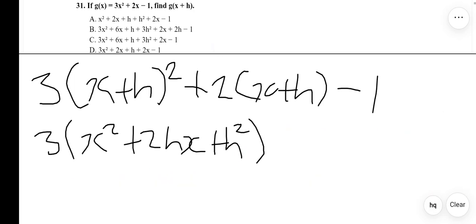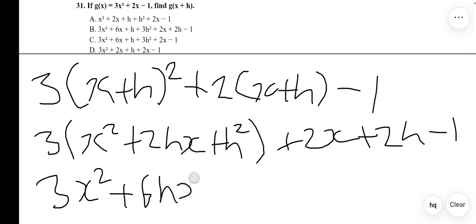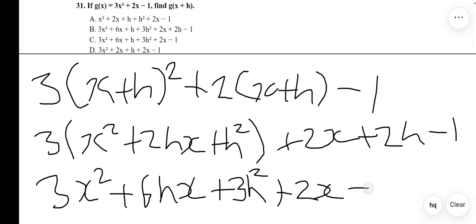Alright, so like I was explaining, plus this 2 times s will give me 2s, then 2 times h will give me 2h, minus this one. So if I open the bracket, that will give me 3s squared plus 3 times 2hs, 3 times 2 will give me 6, with this hs. So 6hs plus 3h squared plus this 2s plus this 2h, then minus 1.